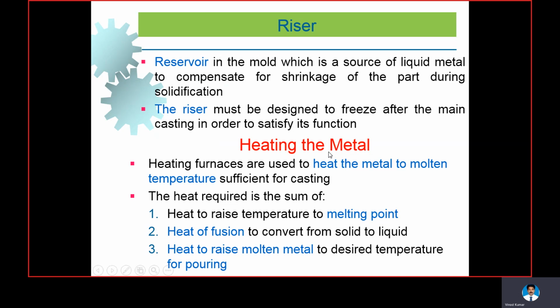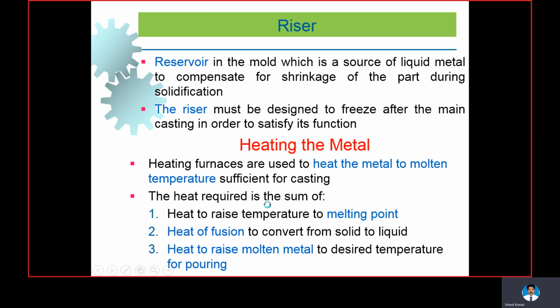So, heating the metal. What are the stages of heating? First, we need to heat it to raise the temperature to the melting point. Then supply heat to convert solid to liquid. Then supply heat to increase the molten metal temperature to the pouring temperature. So three stages of heating take place in casting.